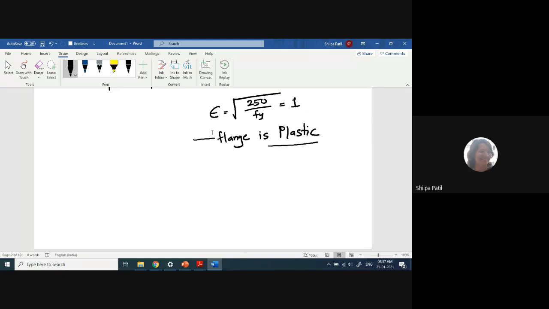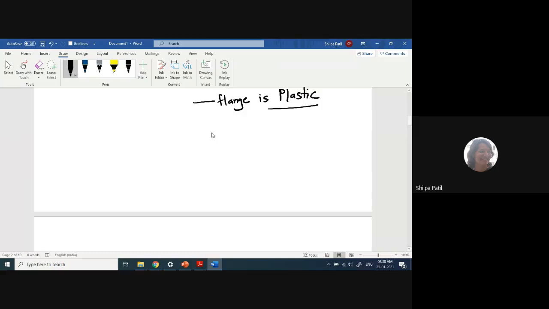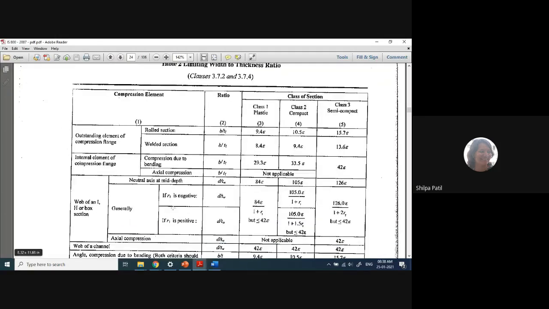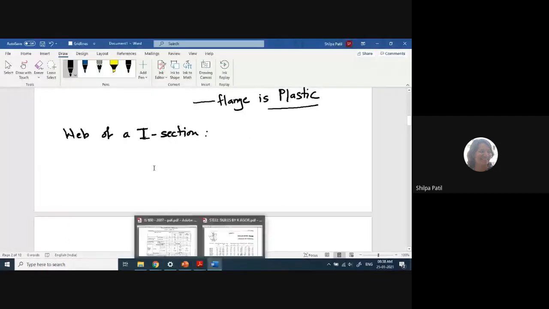Now let us come to the web of an I section. So the next point we have to write down is the web of an I section. Going to the IS code, we will consider neutral axis at mid depth and axial compression, both these cases, because we are finding the overall class of the section. The section may be used as a beam or it may be used as a column also. So here I will write down both.